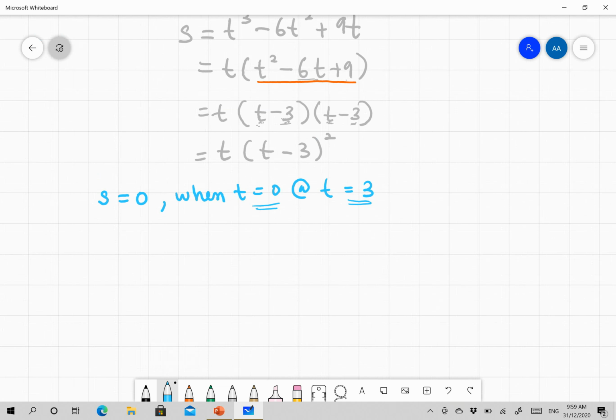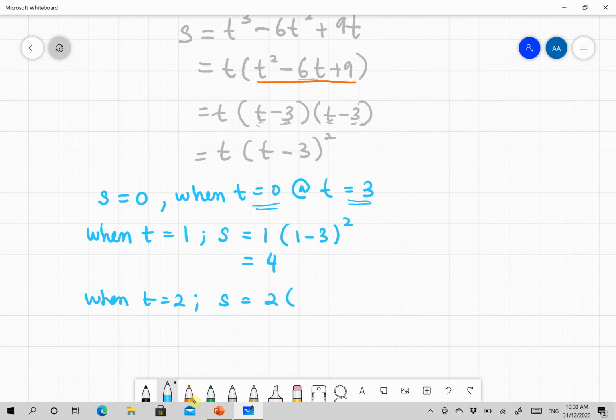Now maybe we can find some other interesting points, such as when t is equal to 1. So when t is equal to 1, s is going to be equal to 1 times (1 minus 3) squared, and it's going to be equal to 4. When t is 1, s is going to be equal to 4. Next, when t is perhaps equal to 2, s is going to be 2 times (2 minus 3) squared, and this is going to be equal to 2.